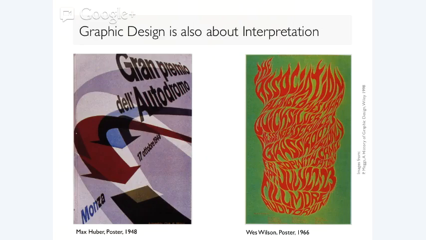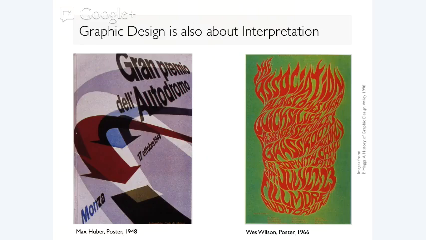through the arrows. And the poster on the right is from the mid to late 60s San Francisco, Haight-Ashbury, height of the counterculture movement. It's a concert poster for the Fillmore Auditorium. And so these look very different because the two posters are for very different events, right? And so part of graphic design is to interpret what that meaning is and to give it visual form.